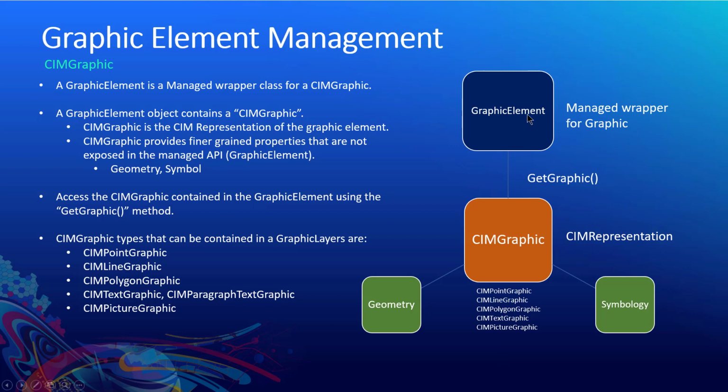The schematic in this slide walks you through the process of accessing the CIMGraphic from the graphic element. Use the GetGraphic method on the graphic element to access the CIMGraphic. The CIMGraphic obtained is the base class. The various derived types of the CIMGraphic class are CIMPointGraphic, CIMLineGraphic, CIMPolygonGraphic, CIMTextGraphic, etc. Using the CIMGraphic, you'll be able to access the geometry and the symbology of the graphic element.